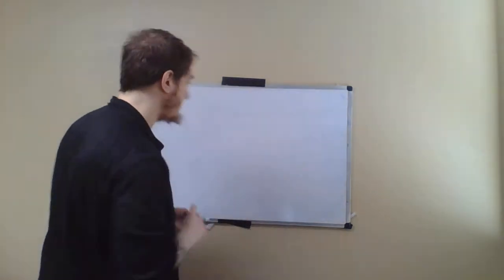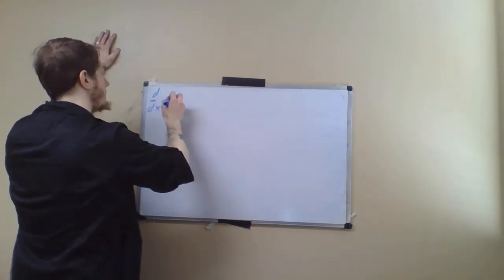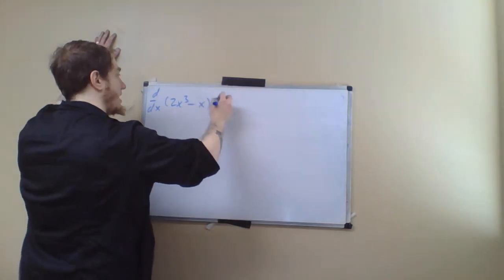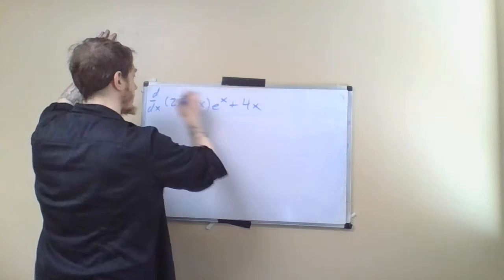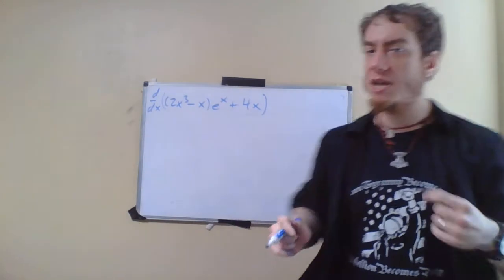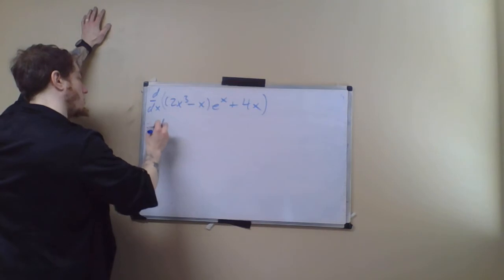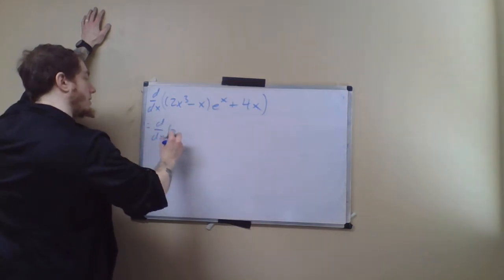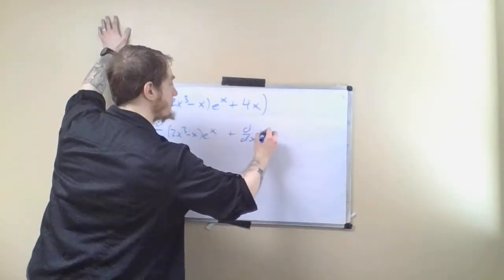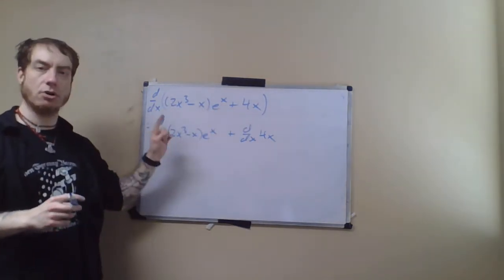For instance, we can have something where we have to take the derivative of (2x cubed minus x) e to the x plus 4x. In this case, we need to break this up into two different derivatives. I'm going to break this up into the derivative of (2x cubed minus x) e to the x plus the derivative of 4x, because we can handle each separate term separately.